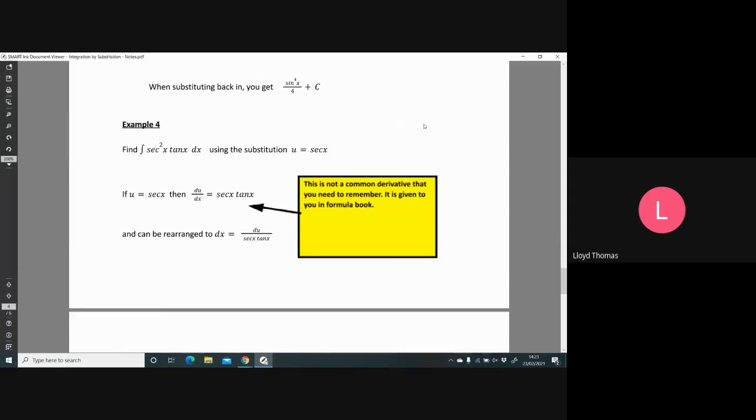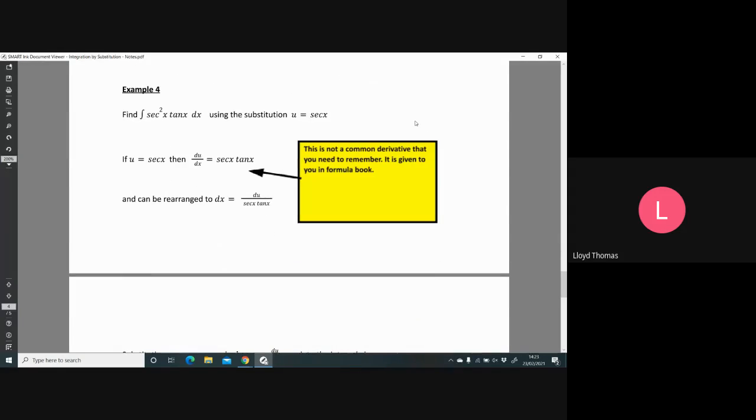Okay, so I will do this one because I think we have time. Example 4. Find the integral of sec squared x tan x dx using the substitution u equals sec x. So our inverse trig functions are important here. Mr. Stratford wrote a little important note here that it's not a common derivative. So in other words, you don't need to memorize it. It's given in the formula booklet. So the differentiation of sec x is not one that you need to memorize.